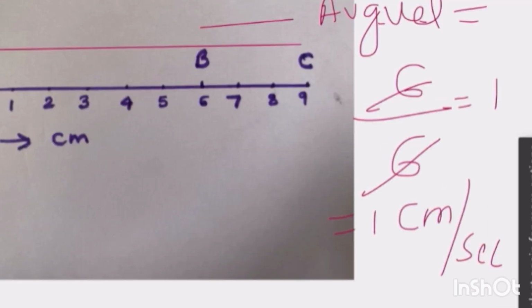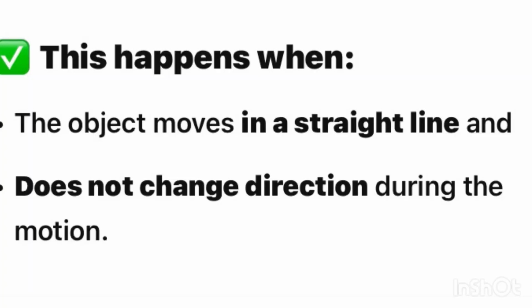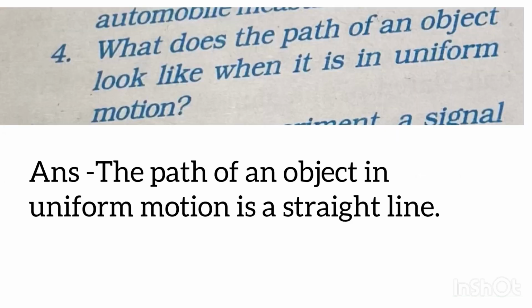Thus average velocity and average speed are different when the direction of motion changes. So the condition for average velocity and average speed to be the same is that the object should move in a straight line without changing direction. Question number 4. What does the path of an object look like when it is in uniform motion? Answer: the path of an object in uniform motion is a straight line. Already I discussed this earlier in this video.